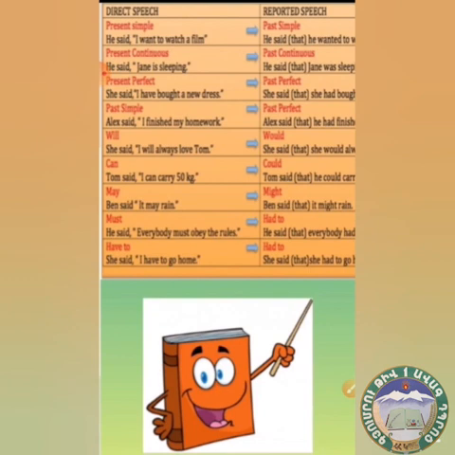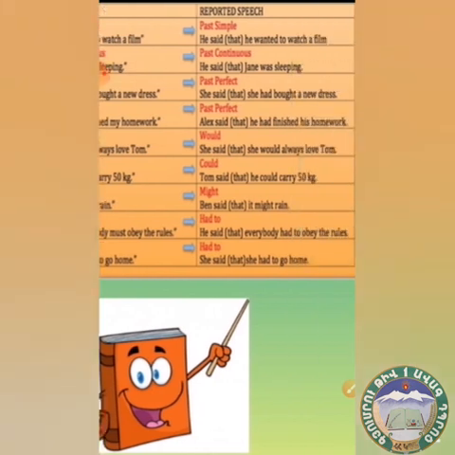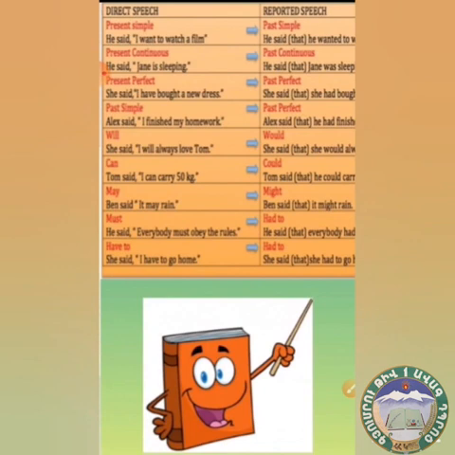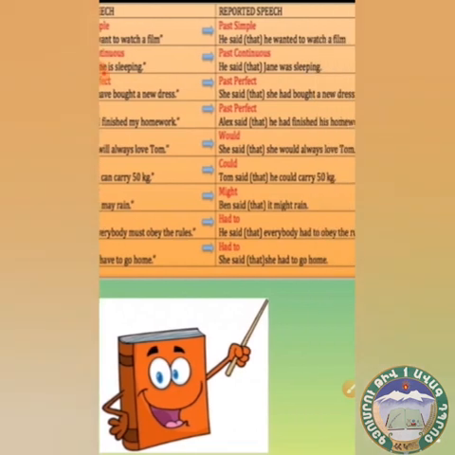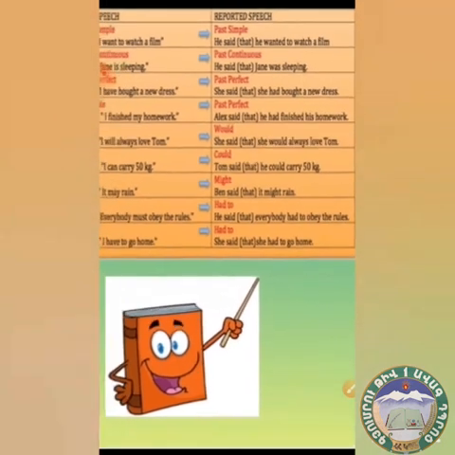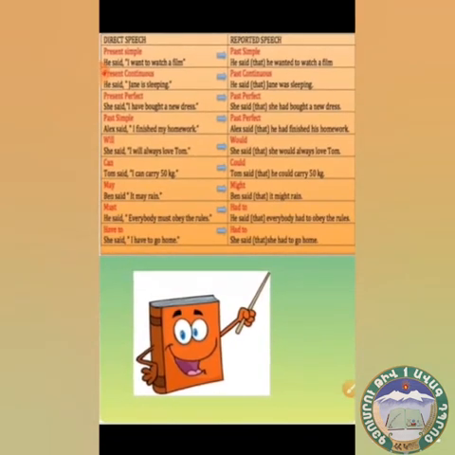Present perfect. She said, I have bought a new dress. Changes into past perfect. She said that she had bought a new dress. Past simple. Alex said, I finished my homework. Changes into past perfect. Alex said that he had finished his homework. Past perfect and past perfect continuous don't change form because they are the last verb tense that we have and there is nothing more before them.